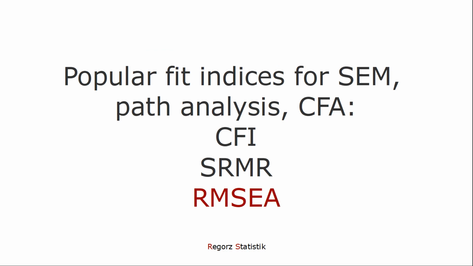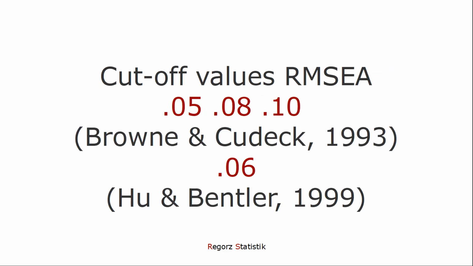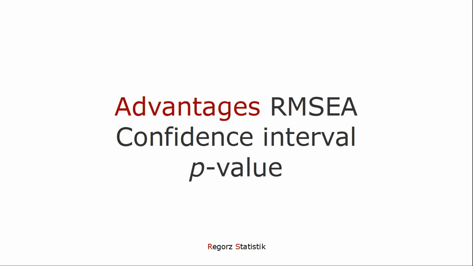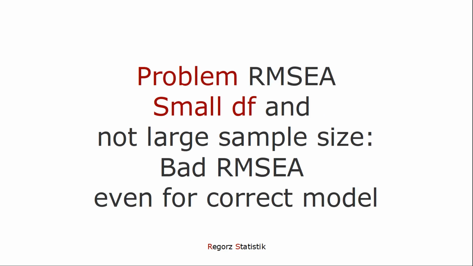There are a number of popular fit indices for SEM, path analysis, and CFA: the CFI, the SRMR, and the RMSEA. For the RMSEA, there are different cutoff values in the literature: 0.05, 0.08, and 0.10 according to Brown and Cudeck, or 0.06 according to Hu and Bentler. I think the RMSEA is popular because you get a confidence interval and you get a p-value for close fit, which you don't get for most of the other fit indices. However, there is a problem.